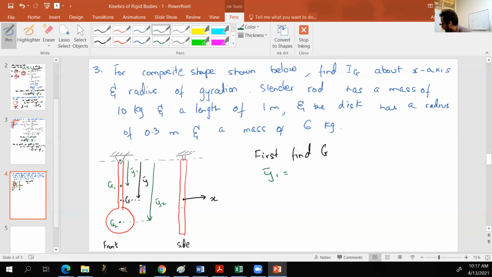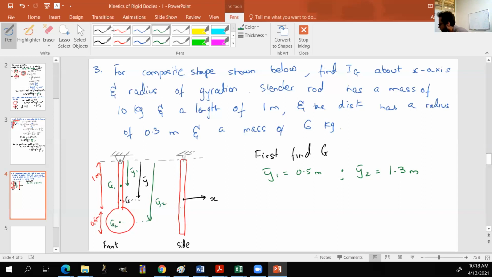So what is y bar 1 equal to? 1 divided by 2. Exactly. That's just going to be 0.5 meters, because remember, the length of this rod is equal to 1 meter. And the radius is 0.3, so this length is 0.6 meter. So y bar 1 is 0.5 meters. What is y bar 2 equal to? 1 plus 0.3. Correct. Is that clear, guys? It's just 1 plus the radius of this disk, from the datum, from our reference line.